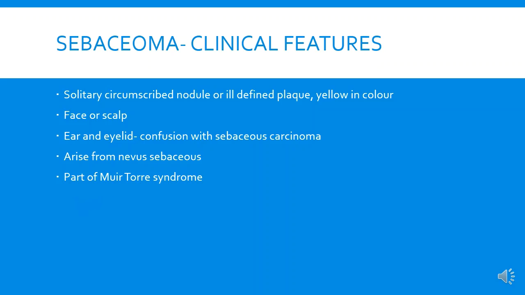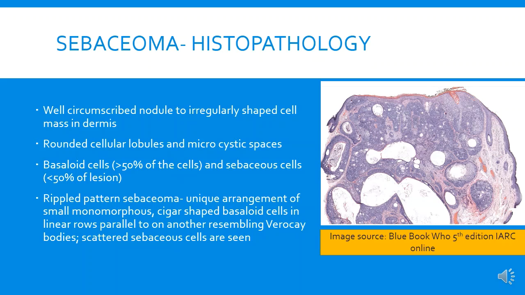So when you notice sebaceous adenoma or sebaceoma, which could be the single most important cutaneous manifestation, you have to screen the patient for any visceral malignancy. Histopathology of sebaceoma. It is a rounded tumor with circumscribed borders, and they have rounded cellular lobules and microcystic spaces. Basaloid cells comprise more than 50%. If you see, it appears blue in contrast to sebaceous adenoma, which appeared pink.